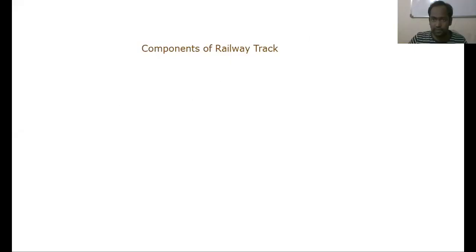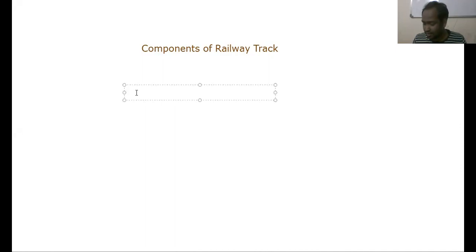In this session, we will discuss each and every type of sleeper. It means in this session we will discuss the various components of a railway track and the various classifications of each and every component. Let me start with the components of a railway track.